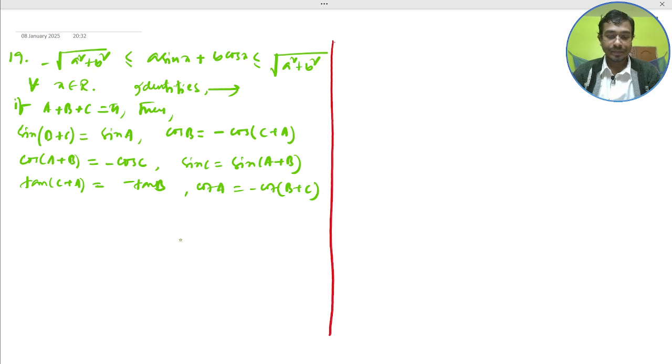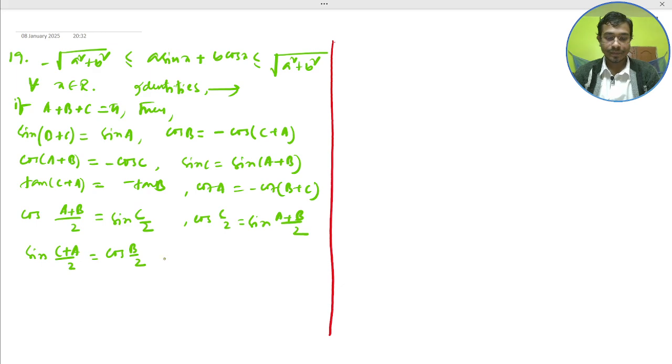And next, cos a plus b divided by 2 equal to sin c by 2, and cos c by 2 equal to sin a plus b divided by 2. Next, sin c plus a divided by 2 is equal to cos b by 2, and sin a by 2 equal to cos b plus c divided by 2.